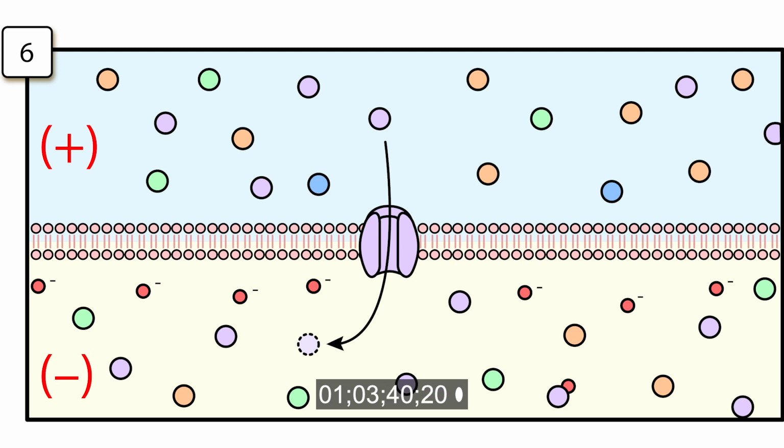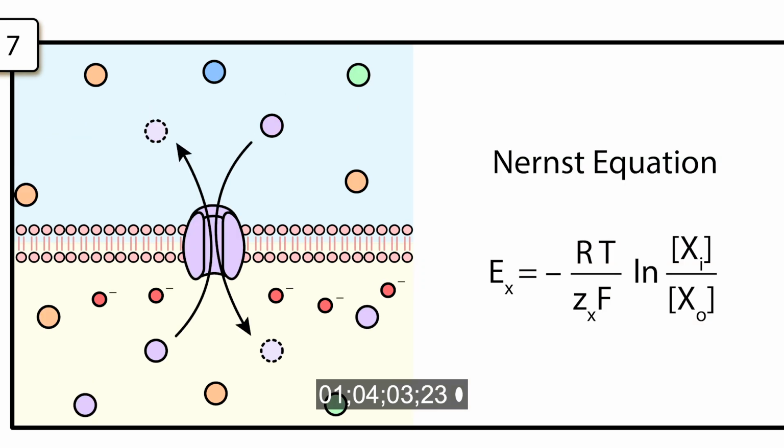These 2 countervailing forces, the chemical force of the concentration gradient and the electrical force generated by the difference in the extracellular versus the intracellular charge, are modeled by something we call the Nernst potential, which is shown in the next slide. The equation for the Nernst potential is shown on the right-hand side, and the diagram on the left is showing you the flux of the ions.